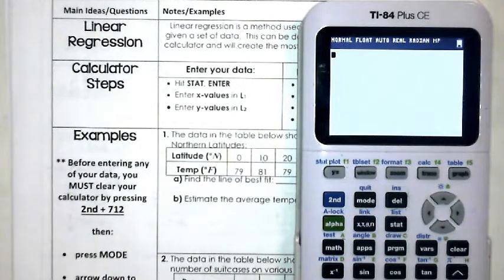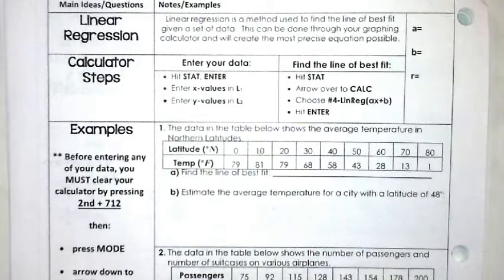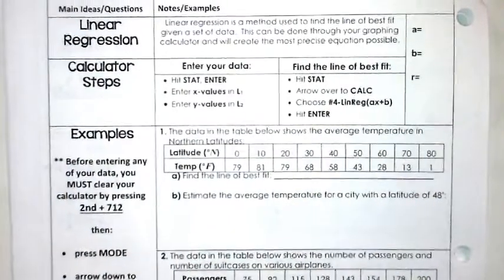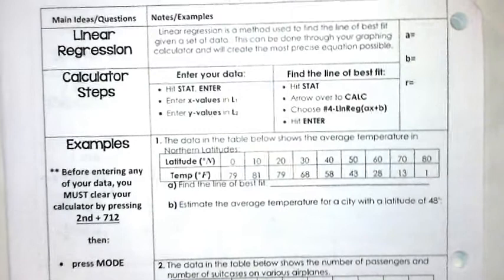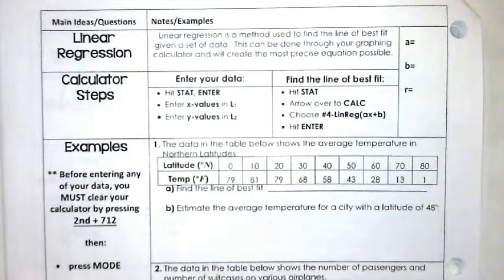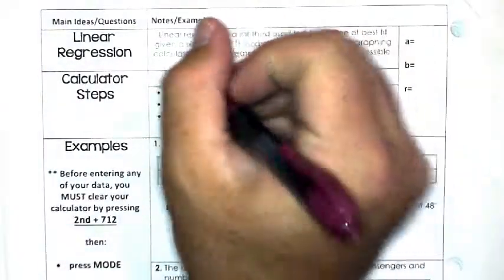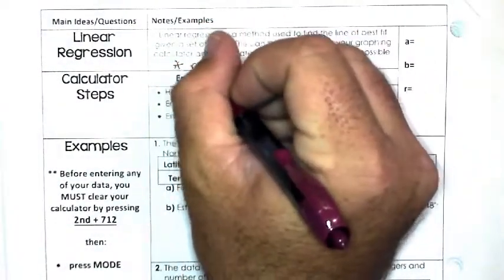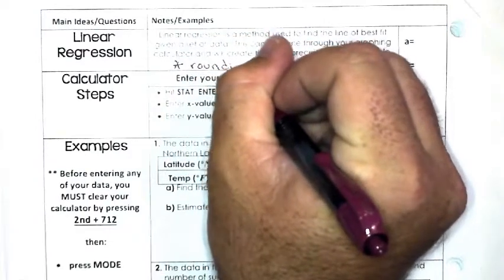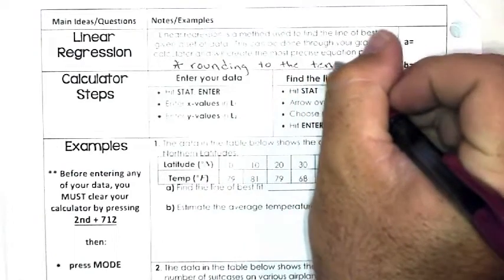Now that we have refreshed our calculators for the notes, let's talk about linear regression. Linear regression is a method used to find the line of best fit given a set of data. This can be done through your graphing calculator and will create the most precise equation possible. Now, a little side note: we are going to be rounding to the tenths place.